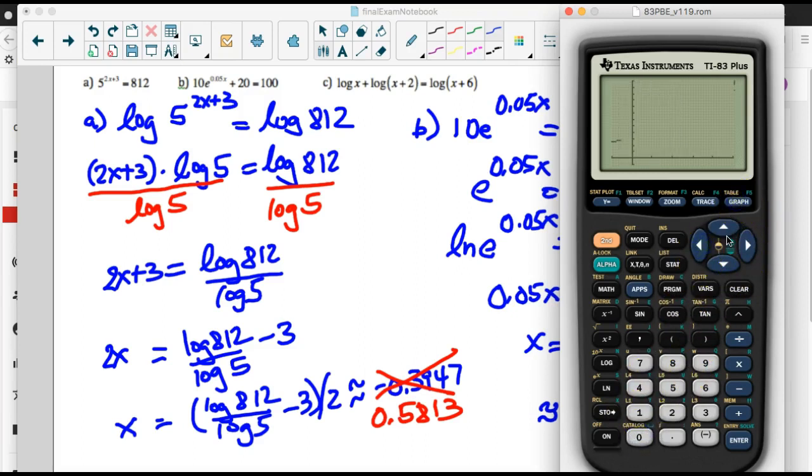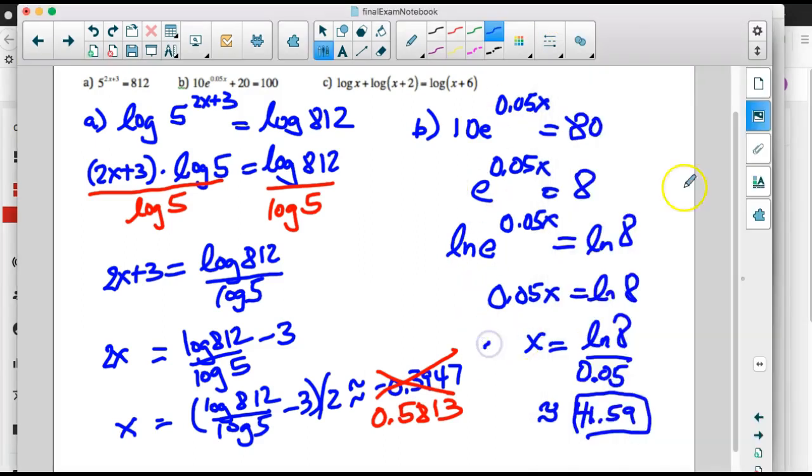So push graph. Okay, there's my first left-hand curve, and then I should get 100 just going straight across. I do. So there's my answer, and hopefully that's right around 41, because that's what it's supposed to be. And I go to intersect, hit enter, enter, enter, and then move my cursor over close to the intersection when it asks for guess. And I push enter one more time. And it says 41.59, which is what we had. So it verifies my answer. Okay, so that's how we do those.